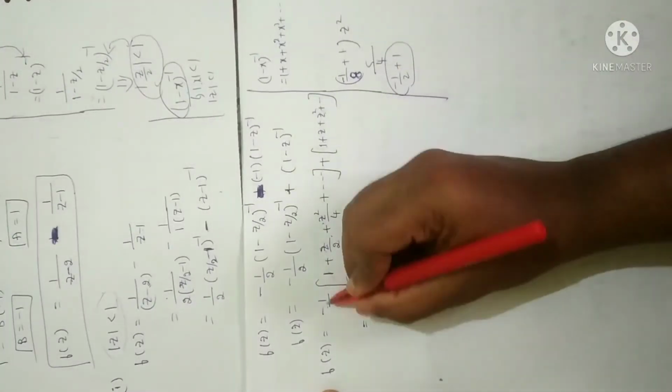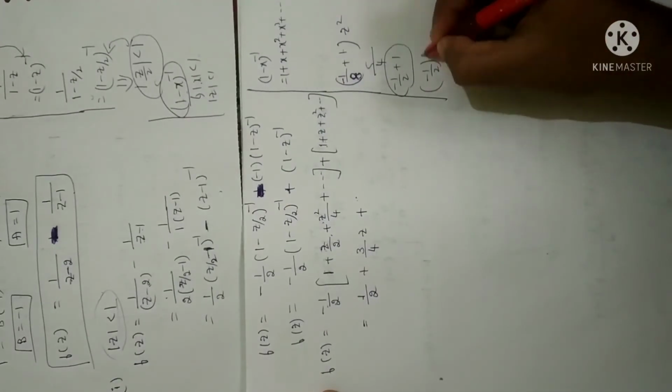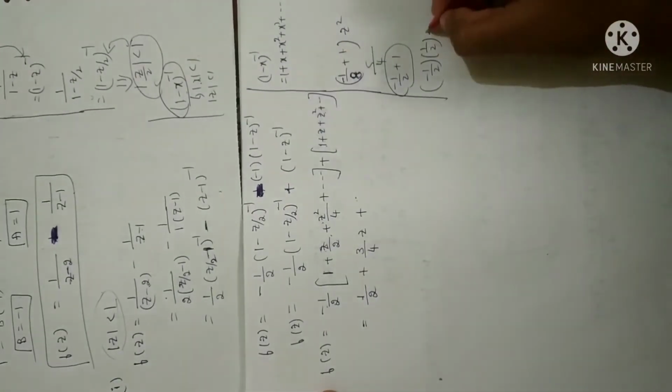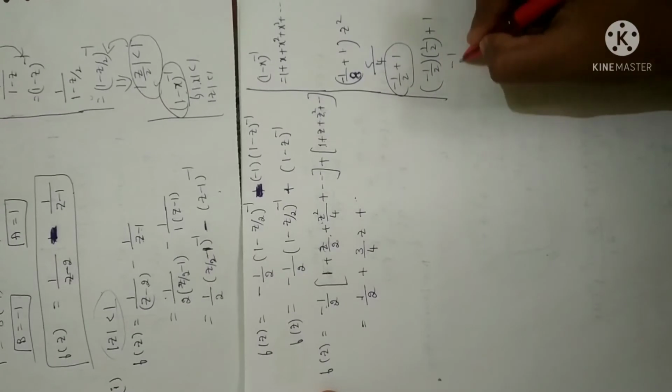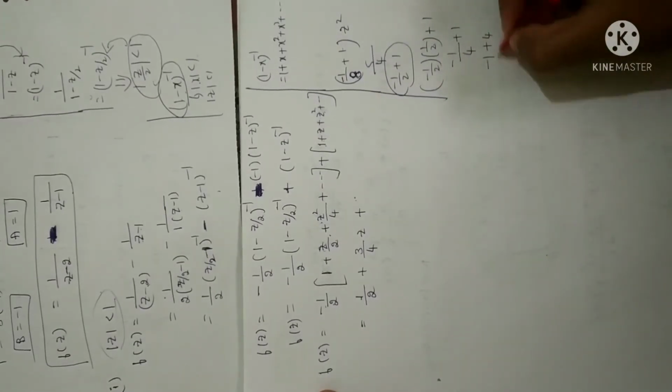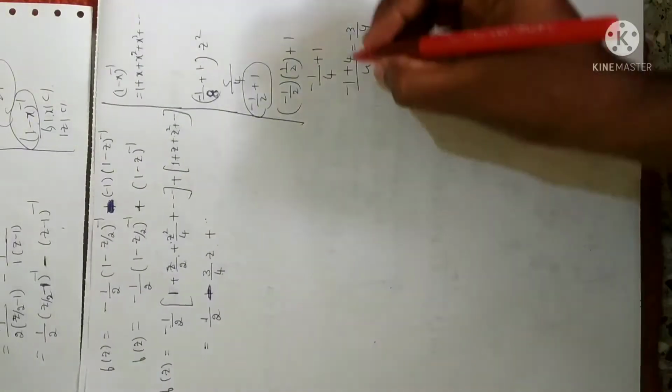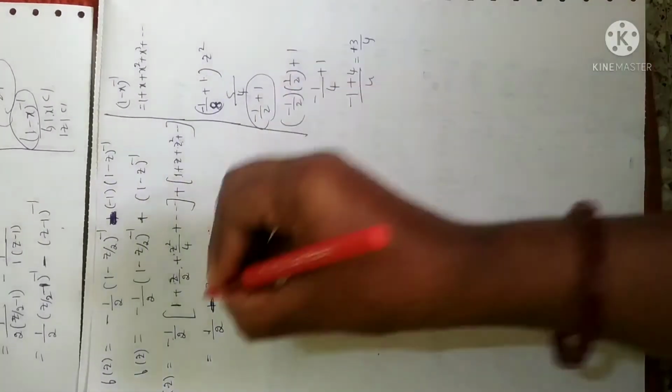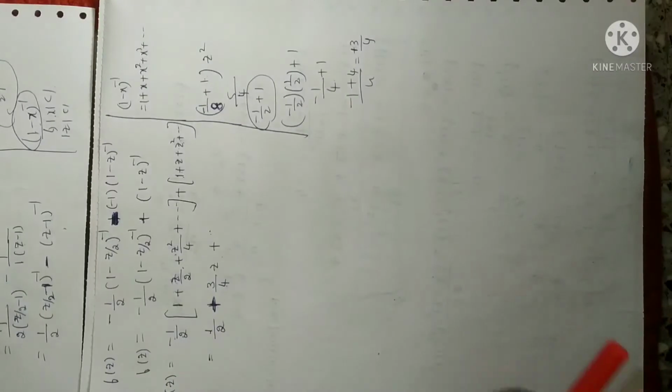Similarly, the z coefficient is minus 1 by 2 into 1 by 2. Here the z coefficient is 1. So when you multiply, you will get minus 1 divided by 4 plus 1. If you simplify, minus 1 plus 4 divided by 4, you will get plus 3. So you will get plus 3 by 4 times z.